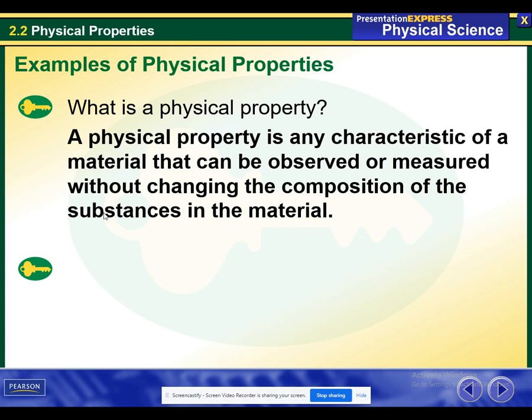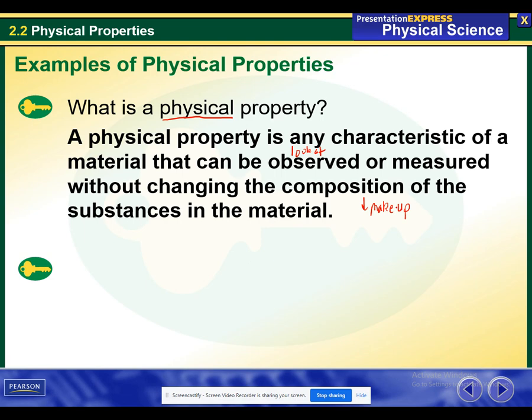So what is a physical property? Because that's what we're going to cover today, a certain type of property known as physical. Well, a physical property is any characteristic of a material that can be observed, which means you can look at it, or measure. So you can measure it with a balance, you can measure it with a ruler, and it doesn't change the composition. Now remember, composition was a key vocab word that we covered in the last section, and I said it's going to pop up a lot. So if you remember, composition is what it's made up of, so it's makeup.